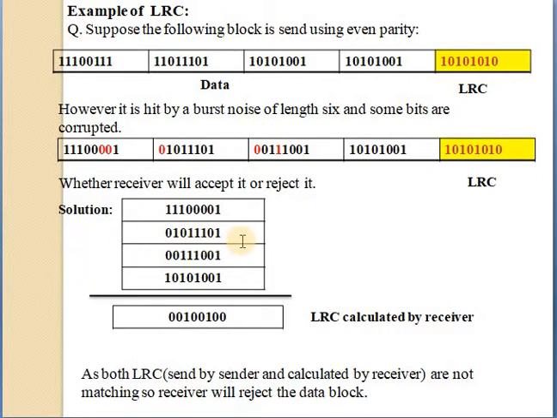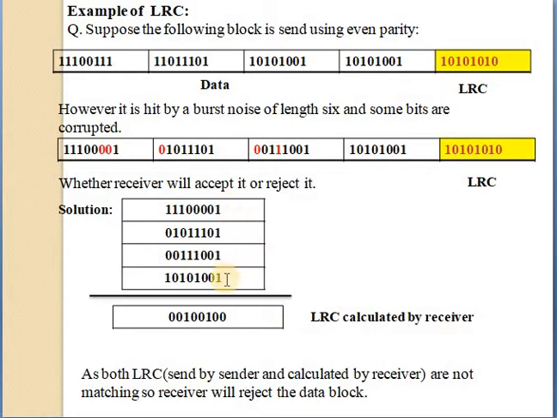The solution to that question is that we add this data one by one in a table format. First this data is added, then this data second, third and fourth. After that we calculate the LRC at the receiver side. This is calculated at the receiver side. This is already calculated by the sender side, the LRC sent by the sender. Here in the original data there is some noise, and this data is received by the receiver. The receiver again checks the parity bit or calculates the LRC.